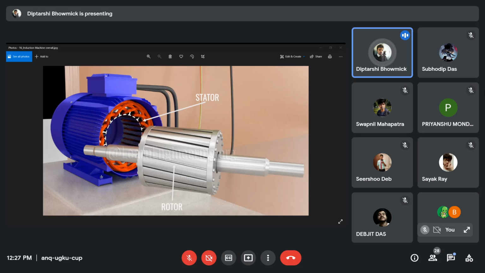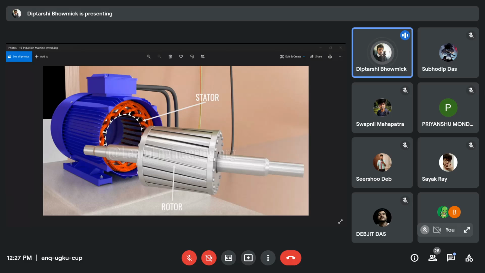Now come to the stator winding. So this is the stator, and this is the rotor. Now you have to take the diameter of the stator. The diameter of the stator is basically this one, from this point to this point. Okay, so this is the diameter of the stator. The diameter of the rotor will be from this point to this point. This will be the diameter of the rotor. Okay.